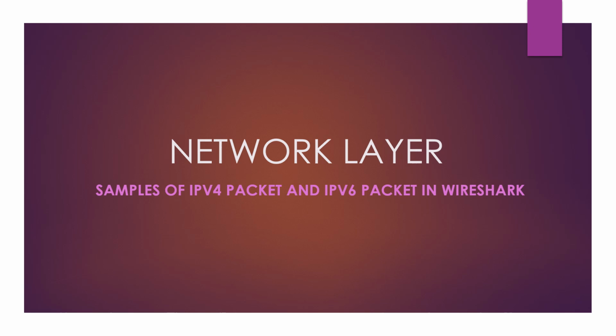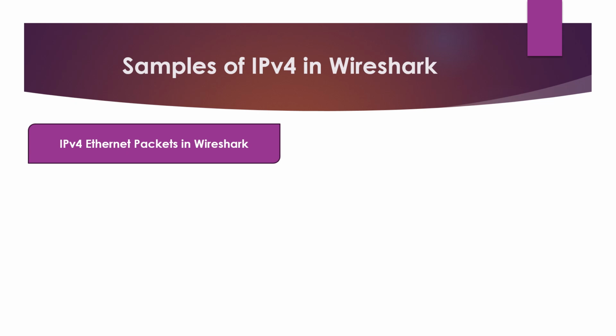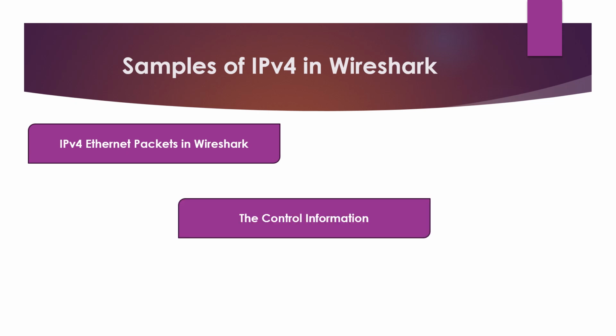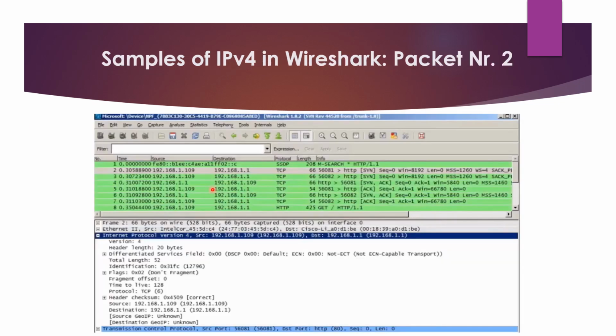Hello and welcome back. In this video, we will analyze the IPv4 and IPv6 packets, and we will get some samples from Wireshark. For each of those protocols, we will analyze the headers of the packets. For the samples of IPv4 in Wireshark, we will analyze the Ethernet packet and the IPv4 control information, and we will see the difference between packets because we will analyze 3 different packets from Wireshark.